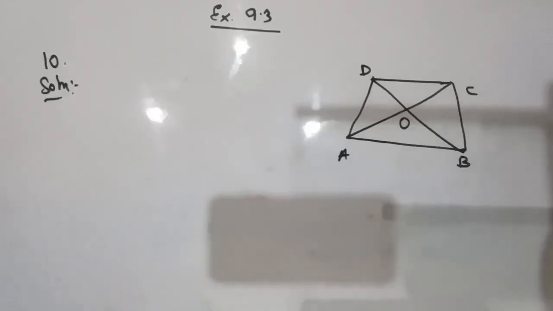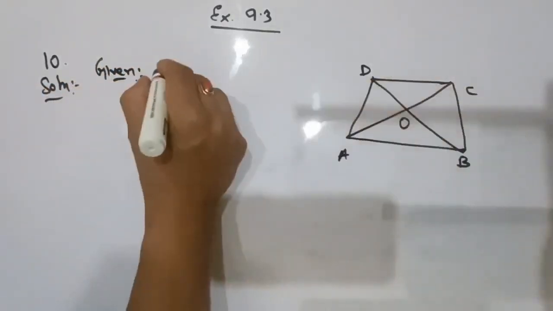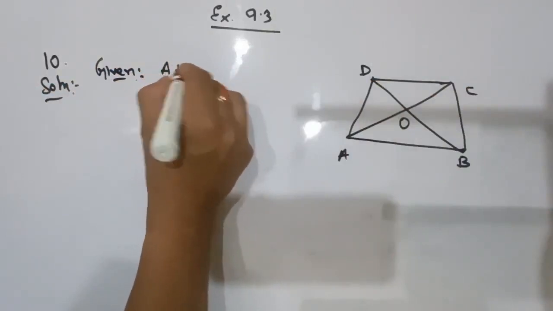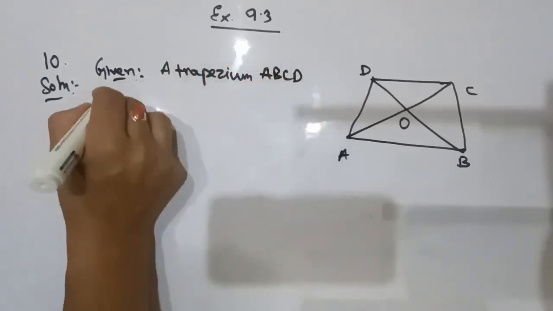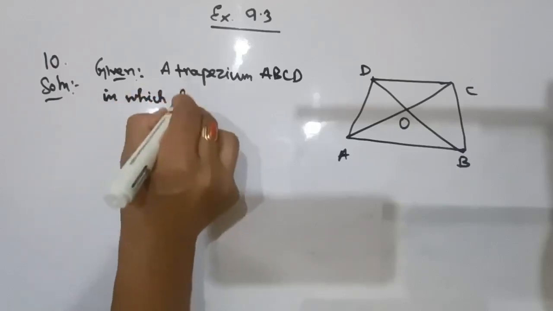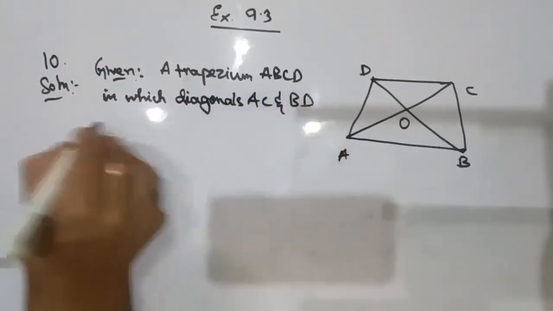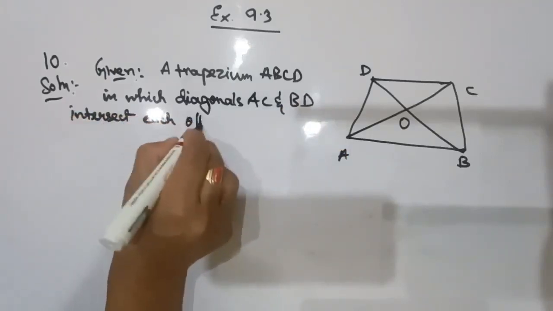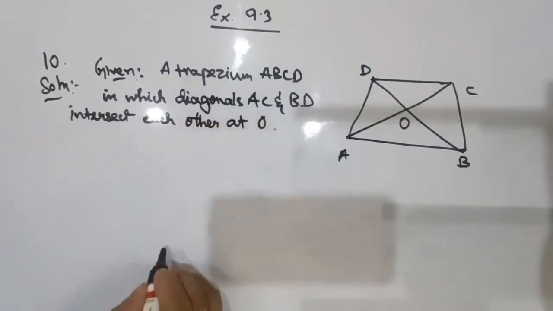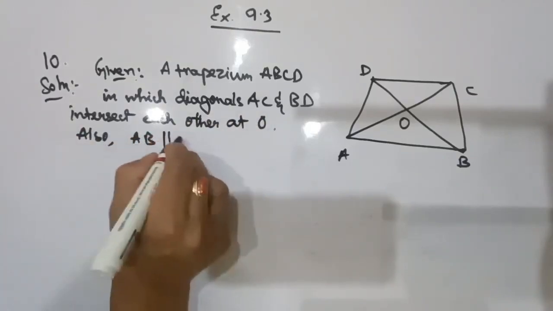Next, exercise 9.3, question number 10. So in question number 10, you are given a trapezium ABCD in which diagonals AC and BD intersect each other at O. And also it is given that the side AB is parallel to the side CD.